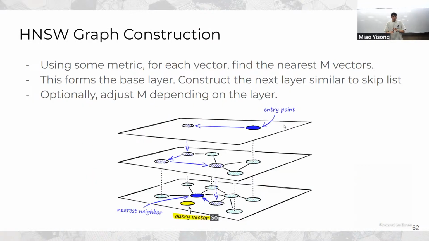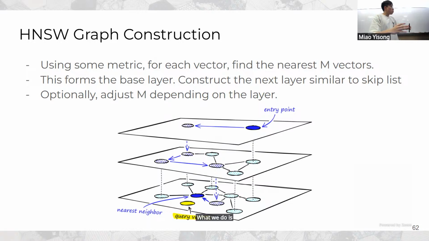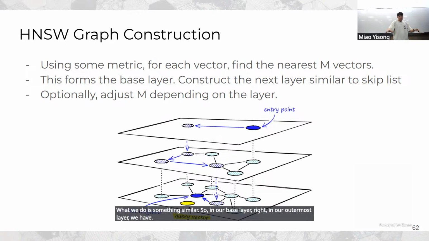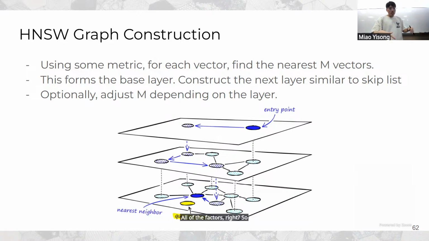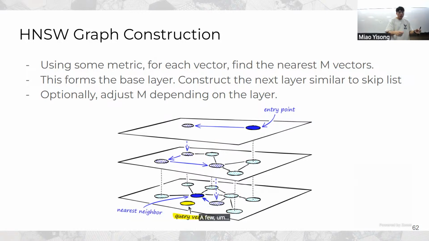Following the inclusion from the skip list into the HNSW graph construction, we do something similar. In our base layer, our bottommost layer, we have all of the vectors. This forms our base layer. Then as we go up, in the second bottommost layer, we take a few vectors and put them on that layer. Then we repeat this until we form the entire HNSW graph.